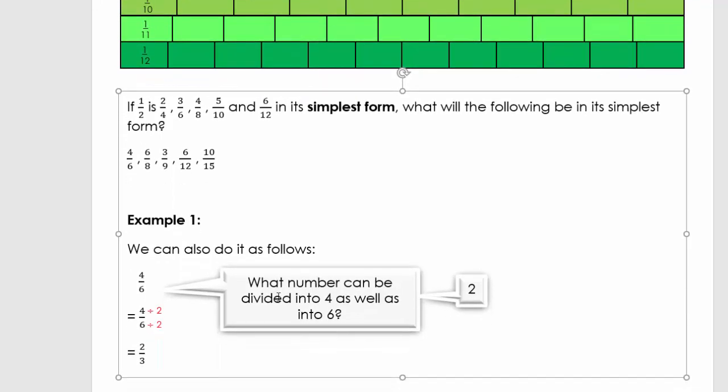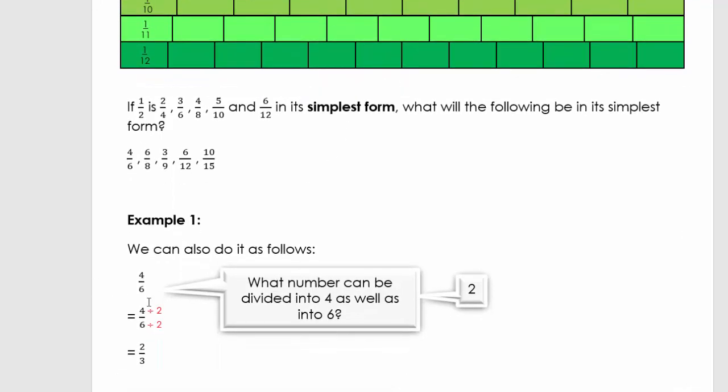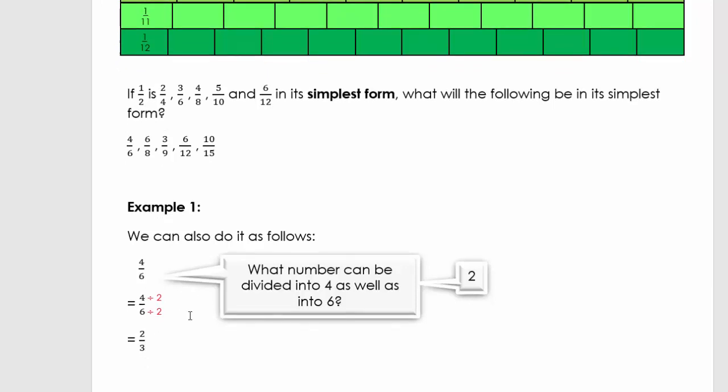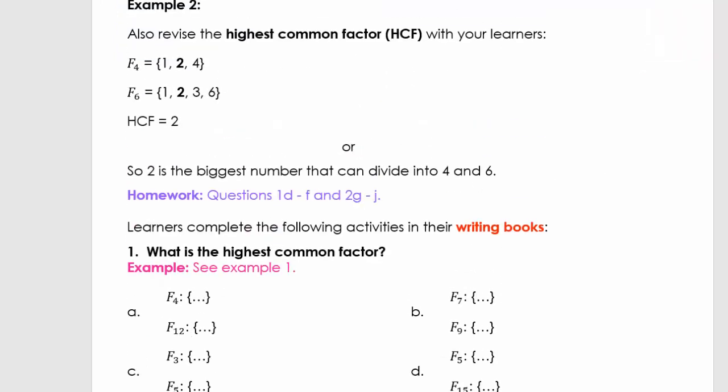So how do we calculate it without the board? We can also do it as follows. So 4/6, what we're going to do is divide the 6 by 2 and divide the 4 by 2. And that gives me 2/3. So it's in the simplest form. But what can happen is maybe it's sometimes difficult to get it in the simplest form. So what we're going to revise is what the highest common factor means.